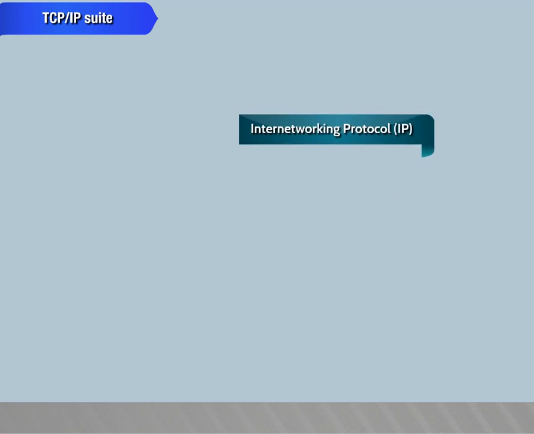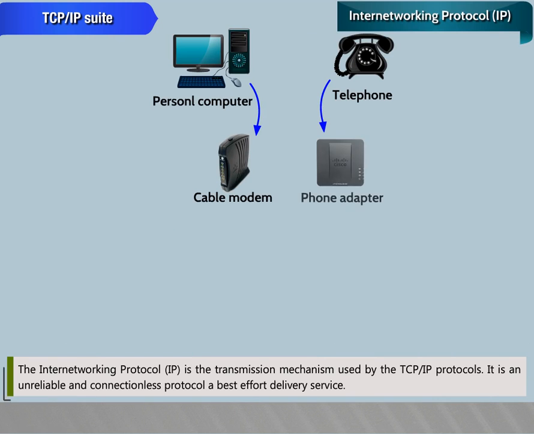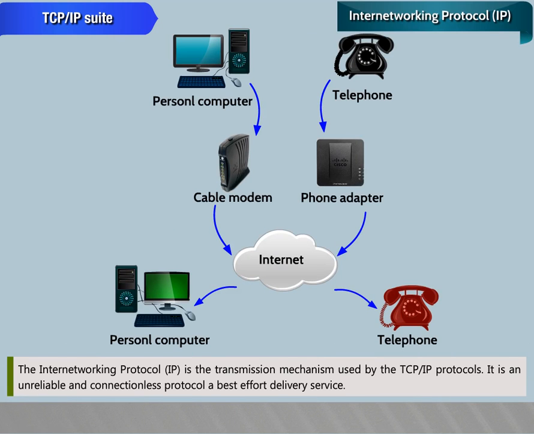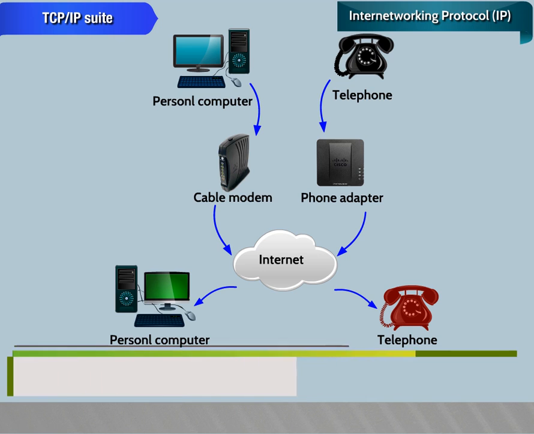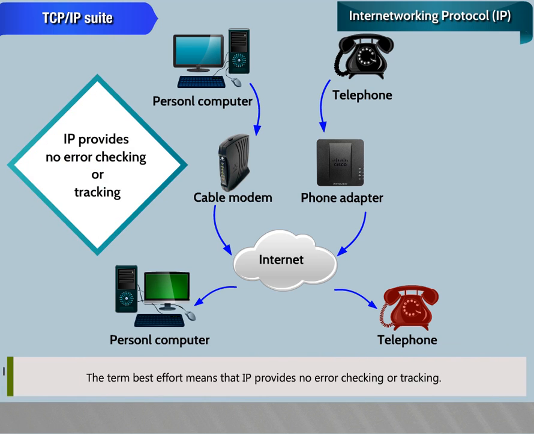Internetworking Protocol IP. The Internetworking Protocol IP is the transmission mechanism used by the TCP/IP protocols. It is an unreliable and connectionless protocol, a best effort delivery service. The term best effort means that IP provides no error checking or tracking.